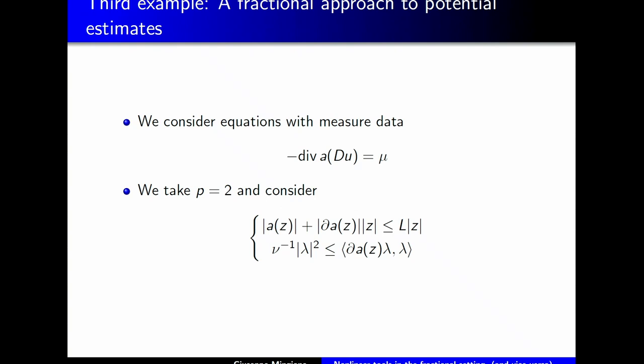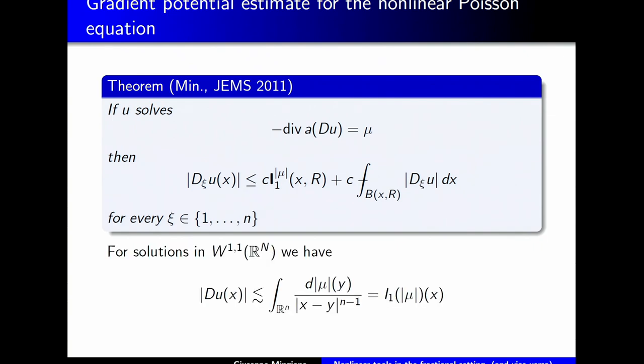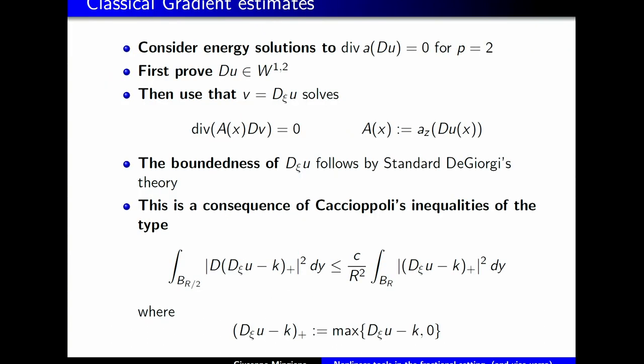What is the difference? The difference is the following one. I'll give the first proof of the gradient potential estimate for p equals 2. I'll give the proof of this estimate. And this shows essentially the interplay I was talking about at the beginning of the talk: the interplay between fractional and local, between not only results, but also between methods. Okay, this is the first proof of this result, and it's the following one.